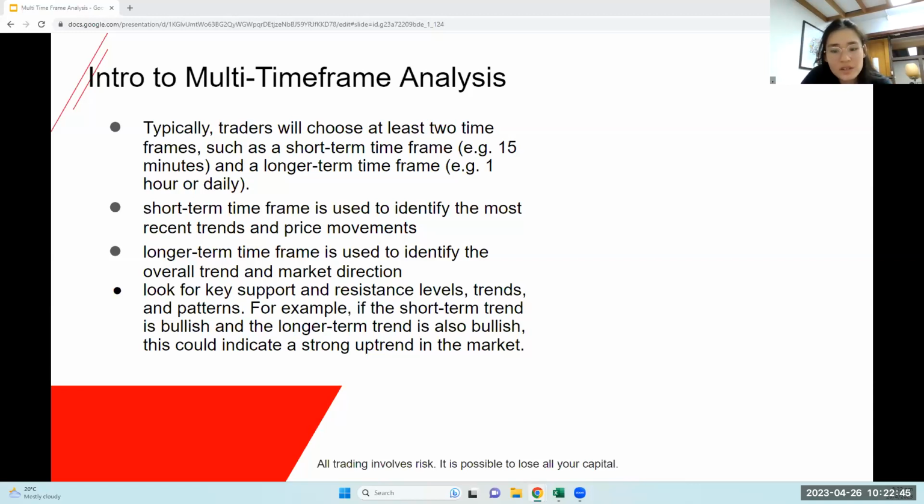So conversely, if the short-term trend is bearish and the long-term trend is bearish, then of course we have a strong downtrend. But if one is bullish and one is bearish, which sometimes happens, then that's where your analysis comes into play. And then you want to make use of your different things like indicators, your graphical analysis, your Fibonacci levels, all of that.